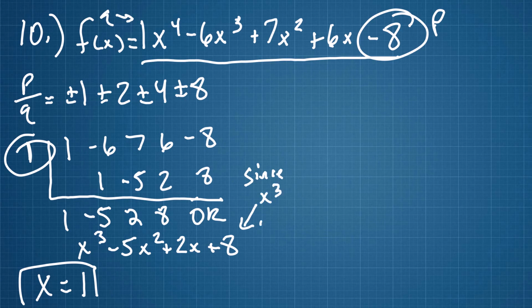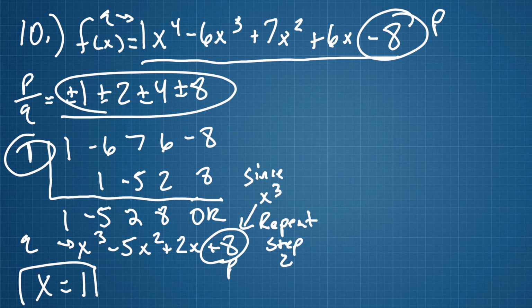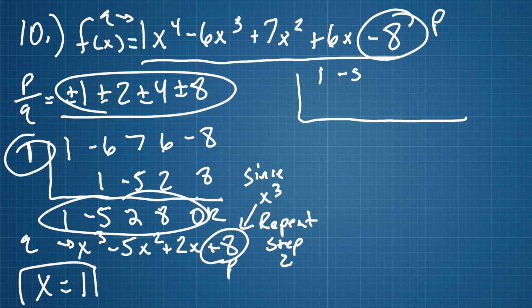Since it's x cubed, I'm going to repeat step 2. All right. That means I'm going to have my P, have my Q, and it's the same for your Q, so I'm going to use the same list all over again. So I'm going to make a new box. This time I'm going to put these numbers inside the box. 1, -5, 2, and 8. Outside the box, I'm going to start with 1. Or I mean -1, because I just tried 1. 1 could work again, it's still possible, but I usually try different numbers first.